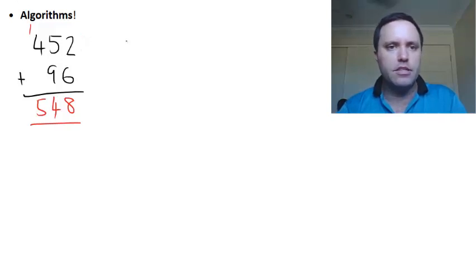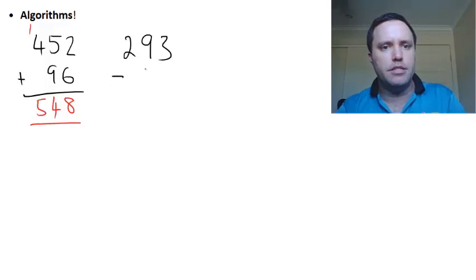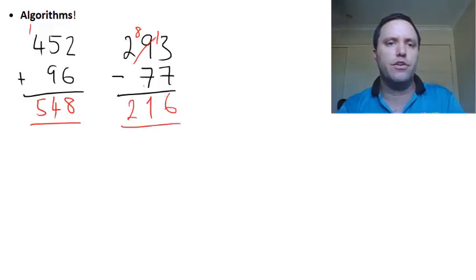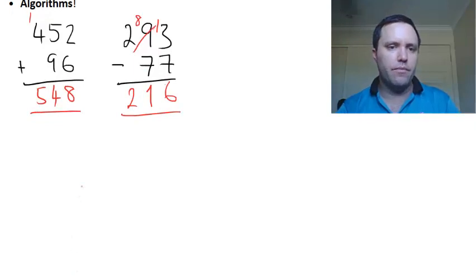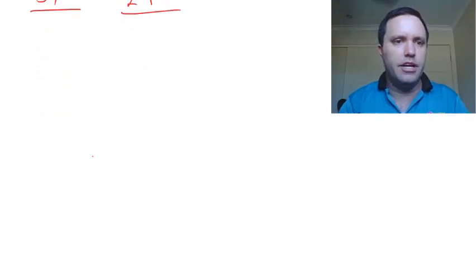We can also have a look at the subtraction algorithm, which is very similar. If I had 293 minus 77, remember there's that idea that because 3 take 7 is going to get us a negative number, we borrow from here. We cancel, turn that into an 8, bring 13 here. 13 take 7 is 6. 8 take 7 is 1. 2 take 0 is 2. So 216.